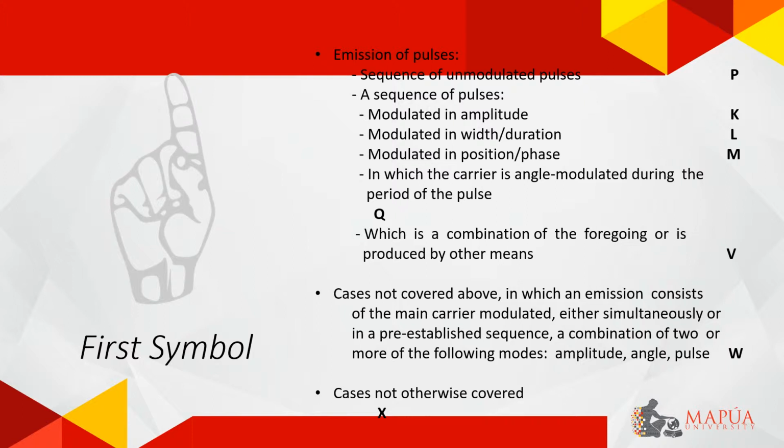Cases not covered above, in which an emission consists of the main carrier modulated either simultaneously or in pre-established sequence, a combination of two or more of the following modes: amplitude, angle, and pulse, means W. X means cases not otherwise covered.